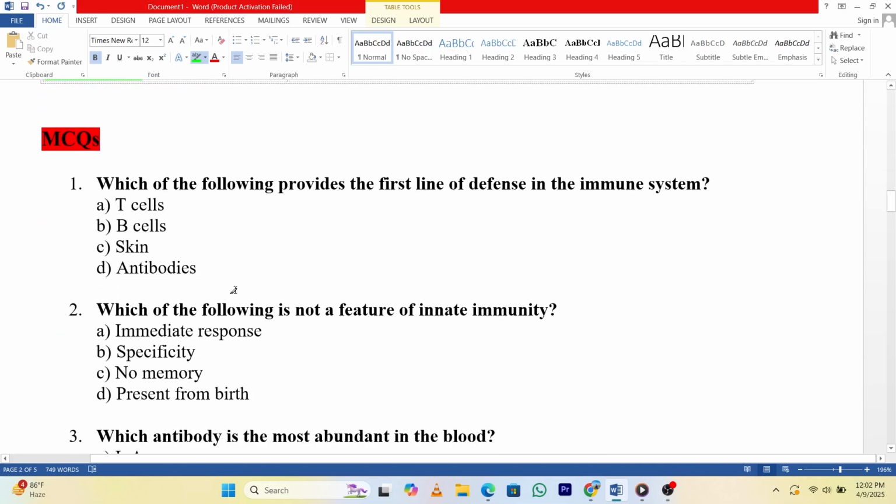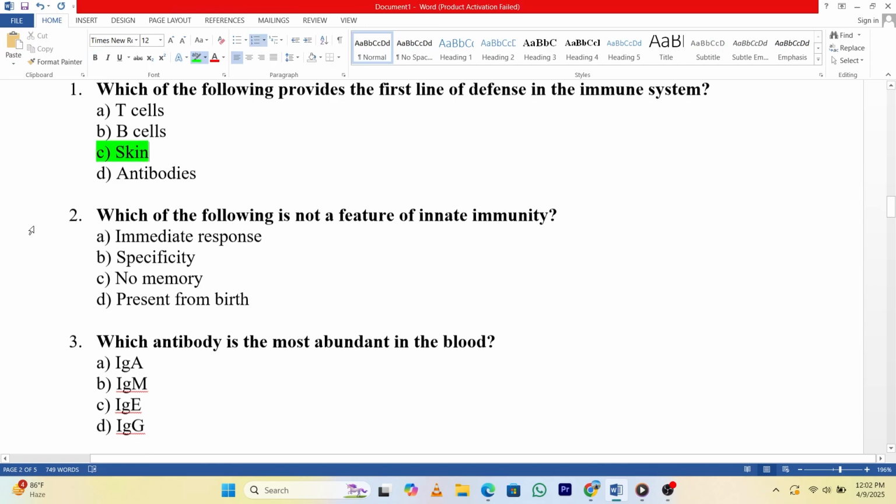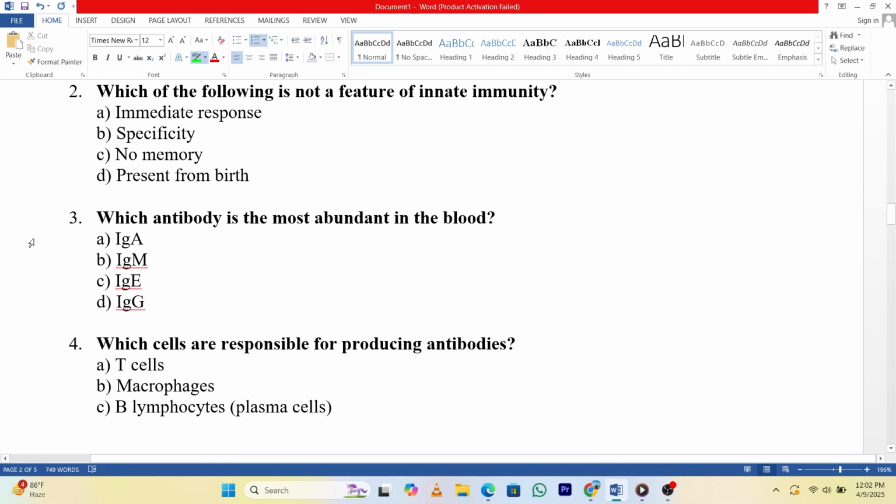MCQs. 1. Which of the following provides the first line of defense in the immune system? A. T cells. B. B cells. C. Skin. D. Antibodies. Answer C. 2. Which of the following is not a feature of innate immunity? A. Immediate response. B. Specificity. C. No memory. D. Present from birth.